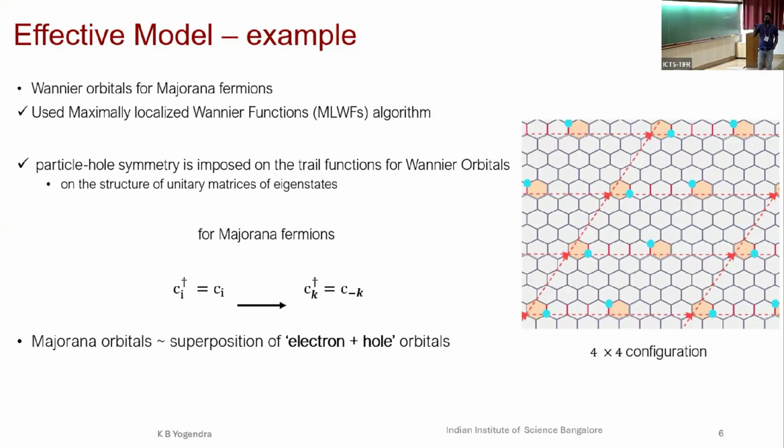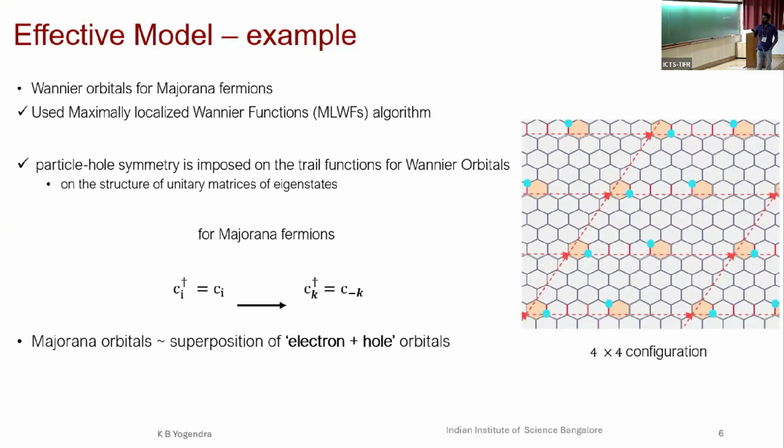Here we have to impose particle-hole symmetry in every process, like in constructing the trial wave functions and in taking the unitary matrices also. So the Majorana orbitals here are like a superposition of the electron-hole orbitals in some sense. So I have to always consider the particle-hole symmetric bands here. So this is how it is done.